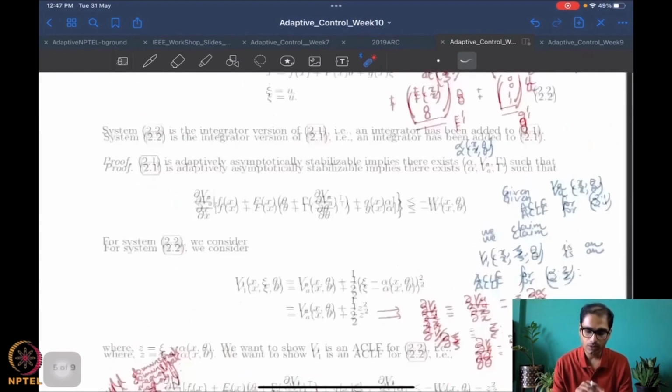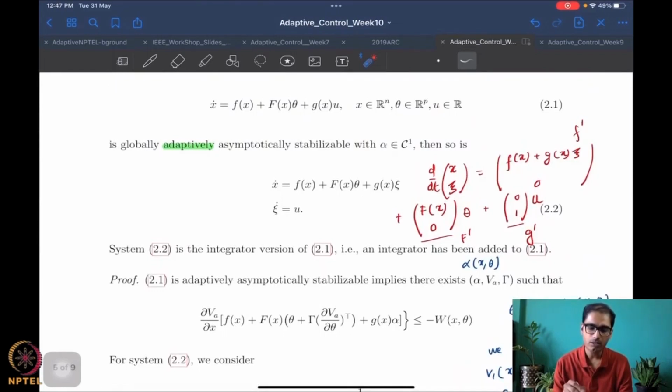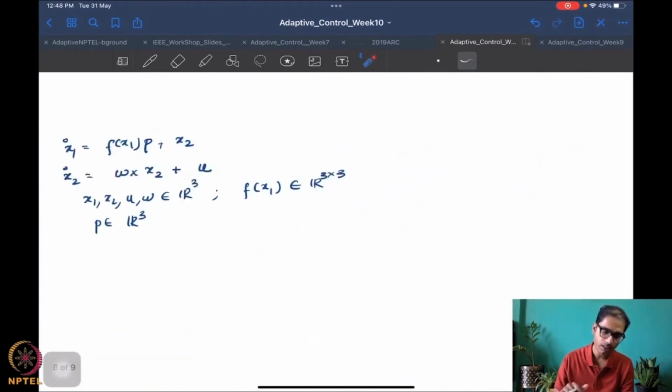Now, of course, in order to be able to do all this, we need to have an ACLF for the original system also. And how one can come up with an ACLF for this system 2.1 again goes back to the same idea as adaptive integrator backstepping type methods. All right. So what I want to do is a slight modification of this as an example. If you remember, we had considered this particular example for adaptive integrator backstepping and also extended matching, but I want to try to at least use the ACLF based backstepping method on this problem.